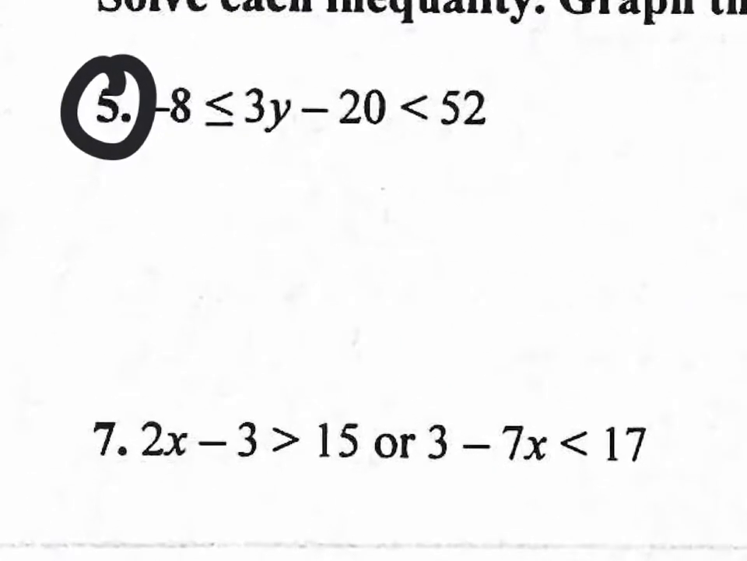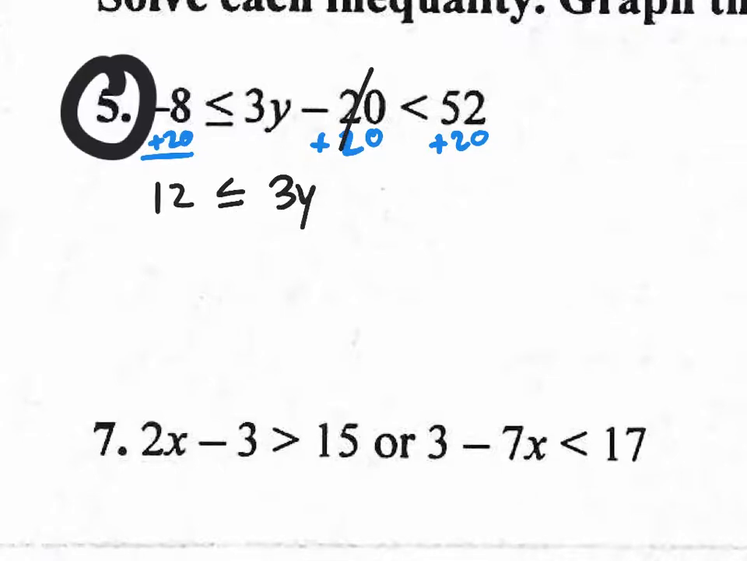So should we start working on this together? So number 5, what's the first step to start solving this compound inequality? Adding 20 is correct. Plus 20, plus 20, plus 20. Remember, what you do to the middle, you do to both outside sides. Okay, so negative 8 plus 20, that is 12. And what do we have left in the middle? We have the 3y. Bring down that inequality. We didn't divide by a negative, it stays the same.